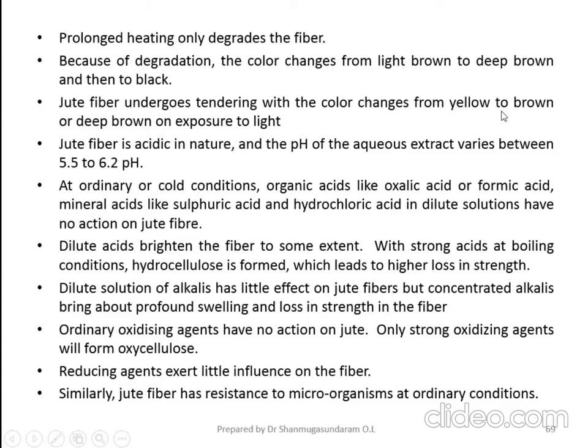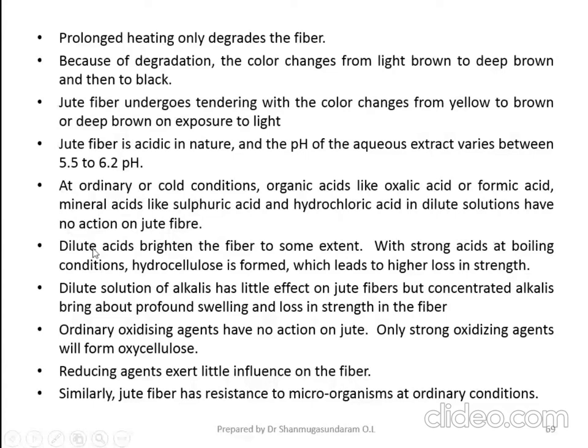Once the color changes, what do you come to know? Some degradation is taking place in the fiber. Once it starts degrading, what will happen? It loses its tensile strength. Jute fiber is acidic in nature, and the pH of the aqueous extract varies between 5.5 and 6.2. At ordinary or cold climatic conditions, organic acids like oxalic acid or formic acid, and mineral acids like sulfuric acid and hydrochloric acid in dilute solutions have no action on jute fiber.